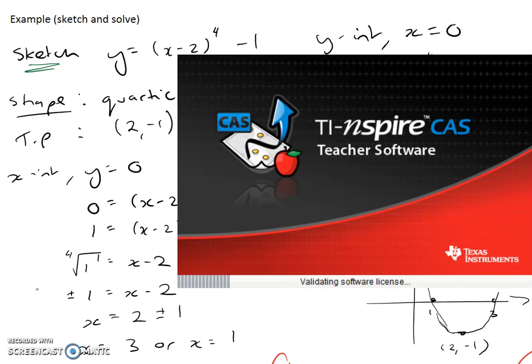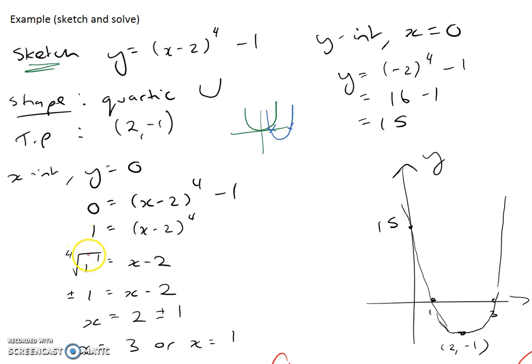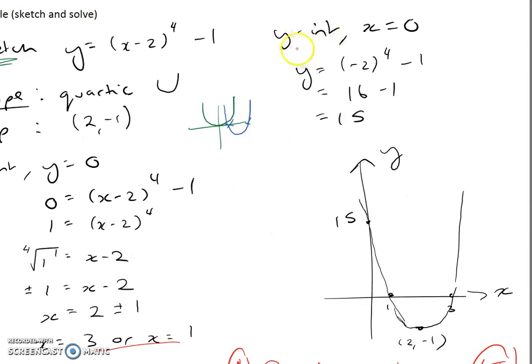So there are 2 numbers there. Plus 1 times plus 1 times plus 1 times plus 1 gives you 1, and negative 1 times negative 1 times negative 1 times negative 1 also gives you 1. So you must account for those 2 solutions. Add 2 to both sides and those are the x-intercepts. Easily find the y-intercept by making x equal to 0. Then you have negative 2 to the power of 4, which is negative 2 times negative 2 times negative 2 times negative 2, giving positive 16, minus 1 gives you 15. Then I have my general shape, and I can just sketch it.